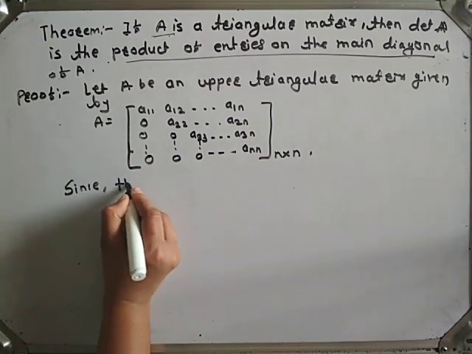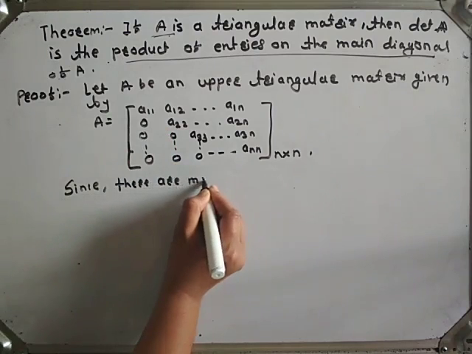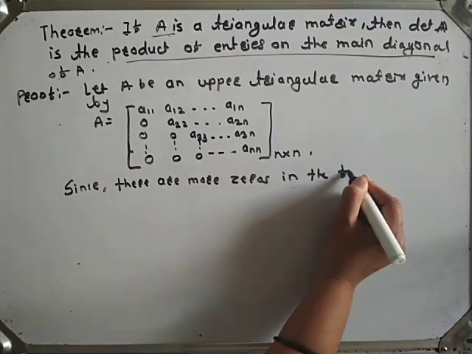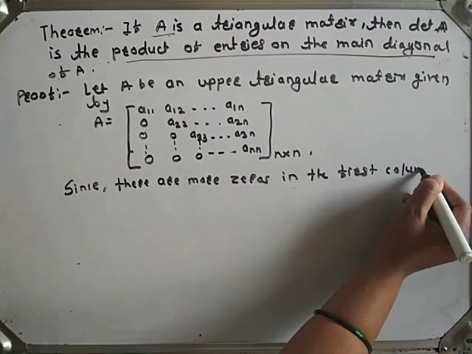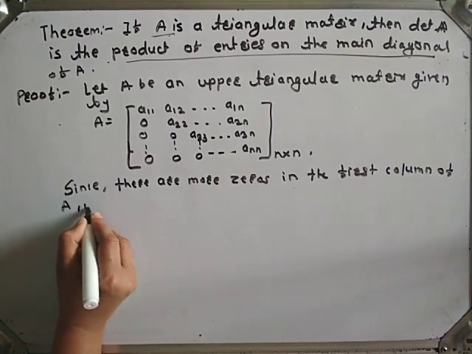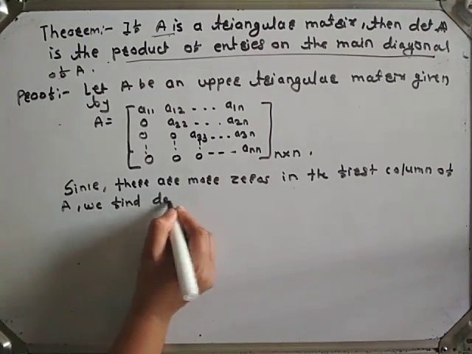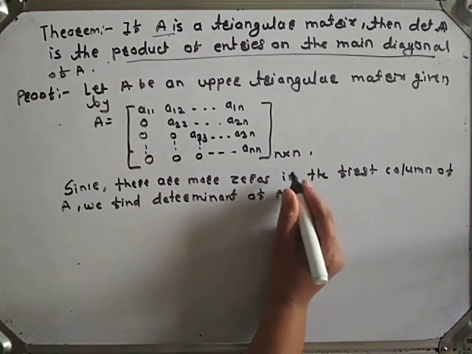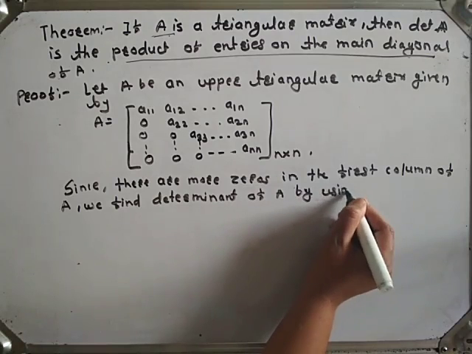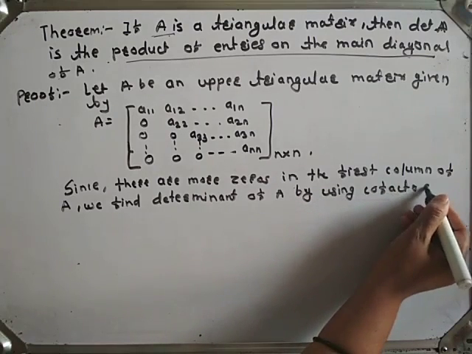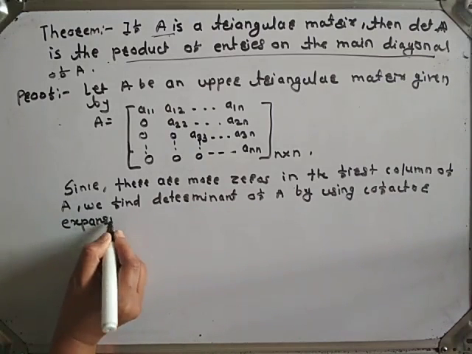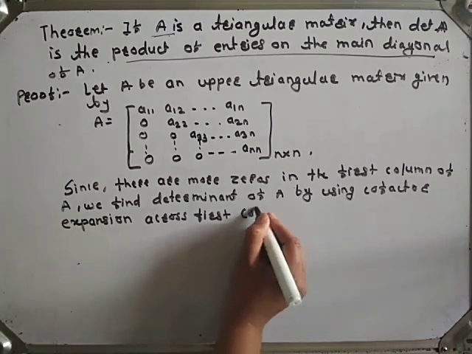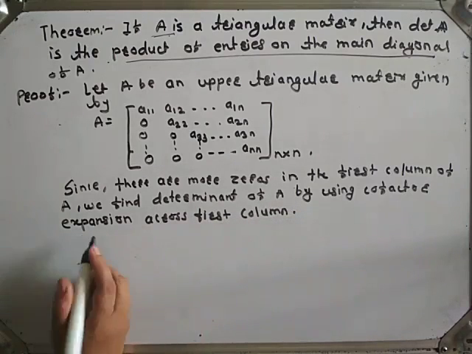Since there are more zeros in the first column of A, we find determinant of A by using cofactor expansion across the first column. Cofactor expansion across first column.